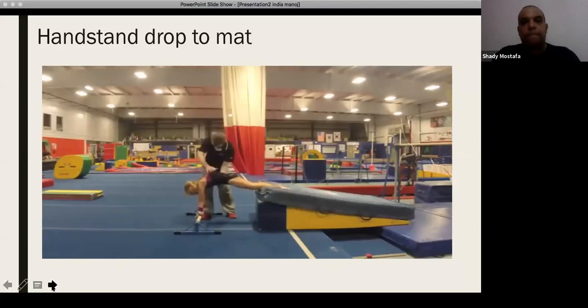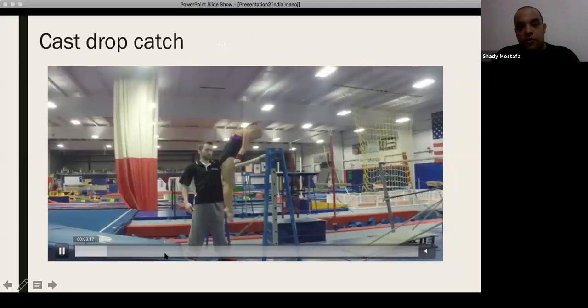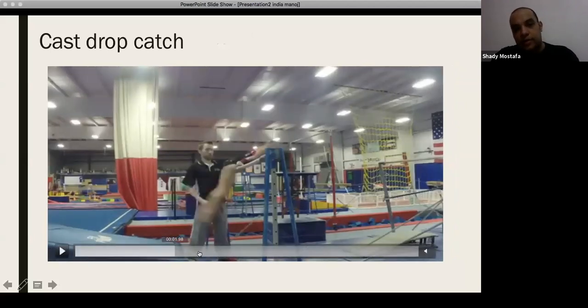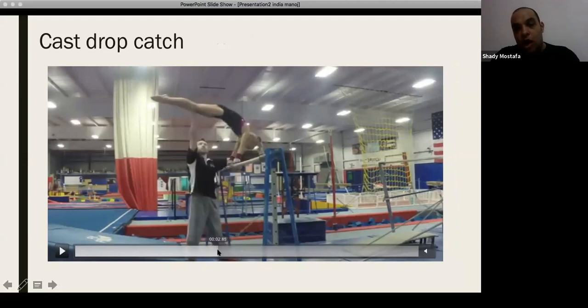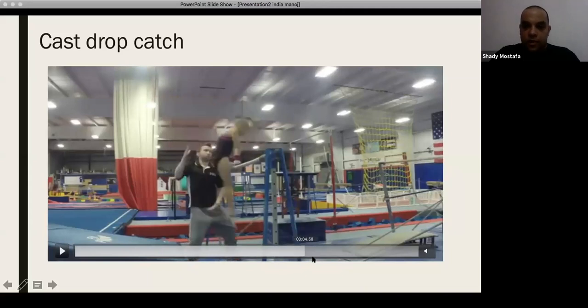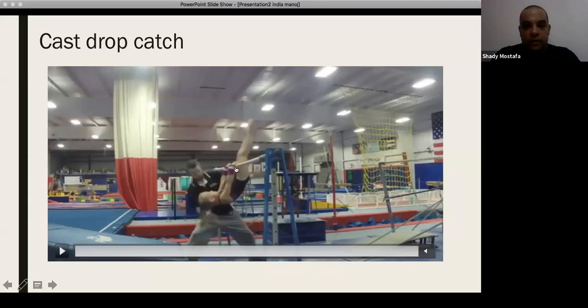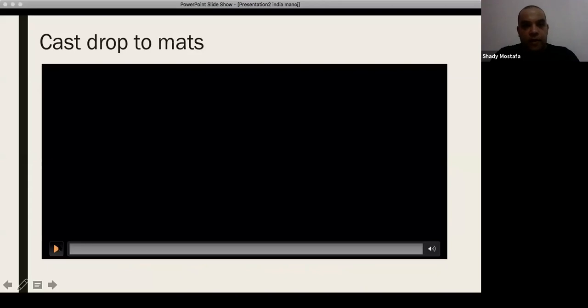Okay, now we'll start the next level, the cast. We'll do the cast to drop. That needs a really good spotting coach. Cast, cast. You make sure you see the hollow shape. Now you let the gymnast drop, and you catch. You see she's hollow, up and down. Okay, now cast, drop to the mats.